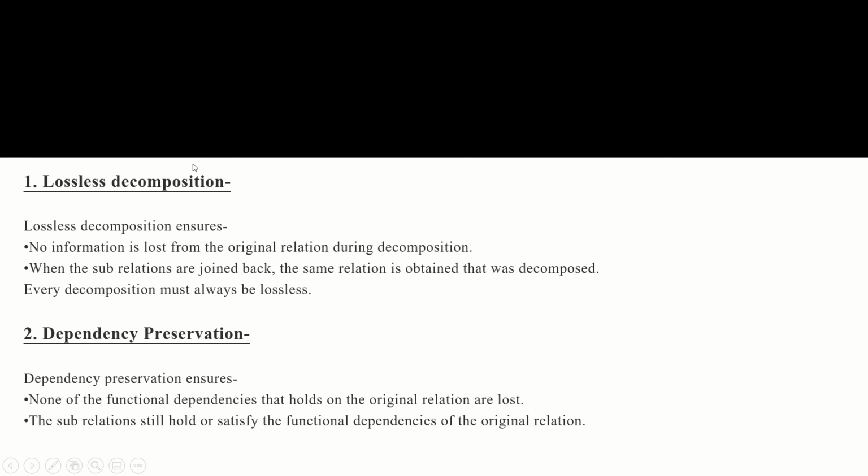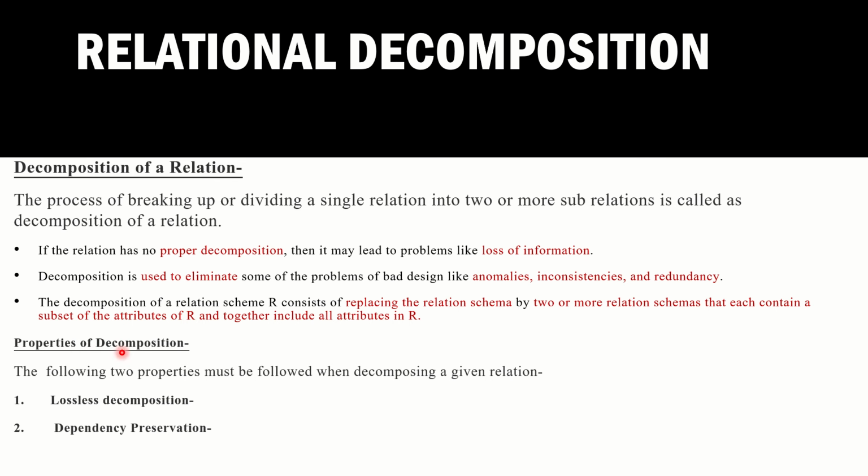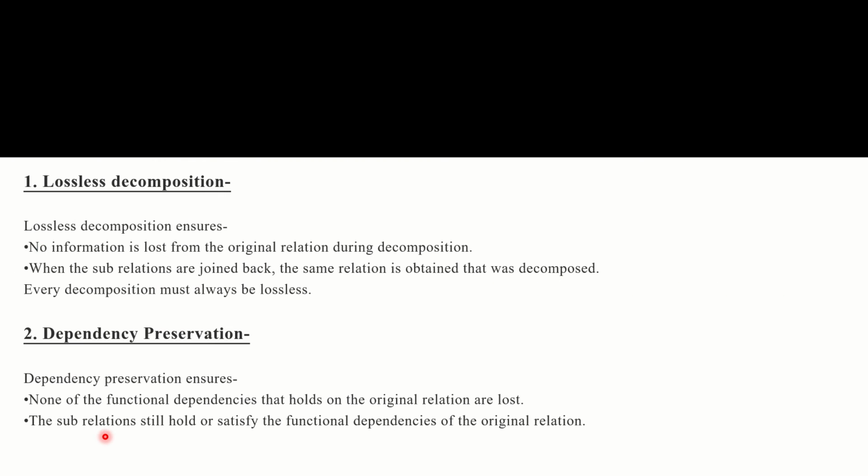So here we can study the meaning of these two points. These are the two points that are called the properties of decomposition. While we are doing the decomposition of an original relation, these two points must be kept in mind. The first one is lossless decomposition. The second one is dependency preservation.